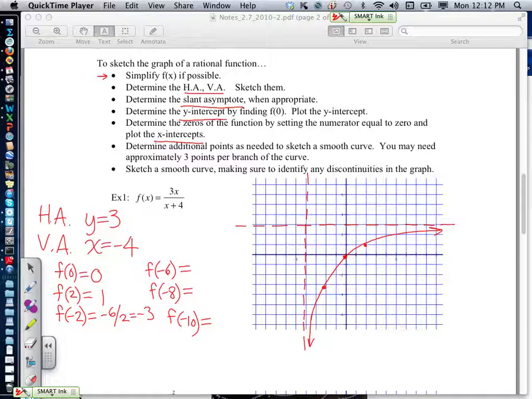So if I look at f of -6, I plug that in here, and I get -18 divided by -2, so that's 9. And then f of -8 gives me -24 over -4, that's about 6. And then f of -10 gives me -30 over -6, so that's about 5. So let's start plotting those.